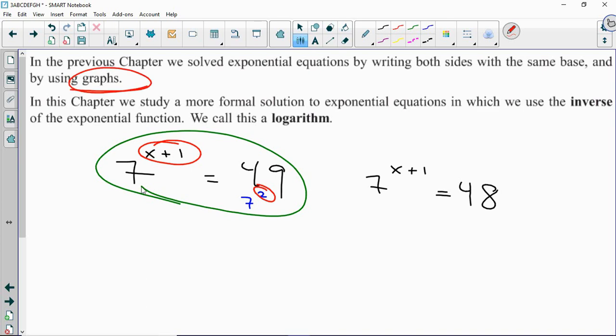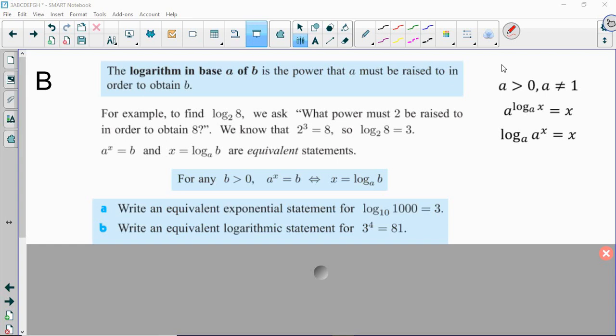But if we wanted to do it algebraically or get an exact answer, we need to figure out a way to somehow undo this exponential. In other words, we're searching for the inverse of an exponential, and that is something called a logarithm. So you'll notice I skipped section A because it's useless. So here we are in section B, talking about general logarithms.